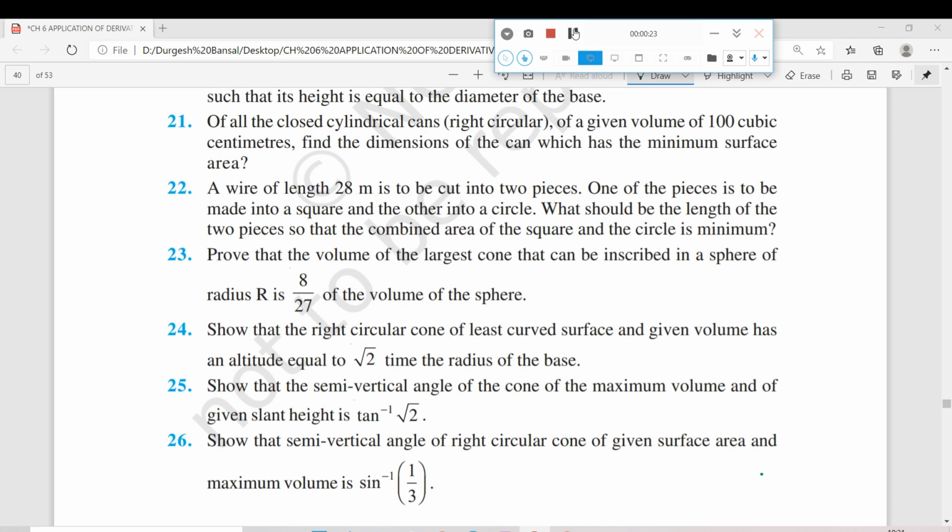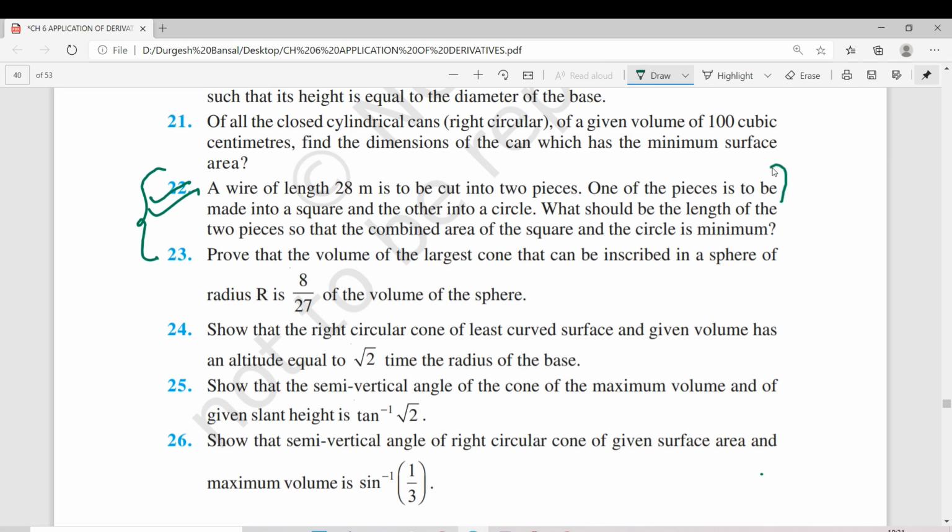Now you can see here question number 22 of exercise 6.5. This question says that a wire of length 28 meters is to be cut into two pieces. One of the pieces is to be made into a square and the other piece is folded into a circle. So what should be the length of the two pieces so that the combined area of the square and circle is minimum?